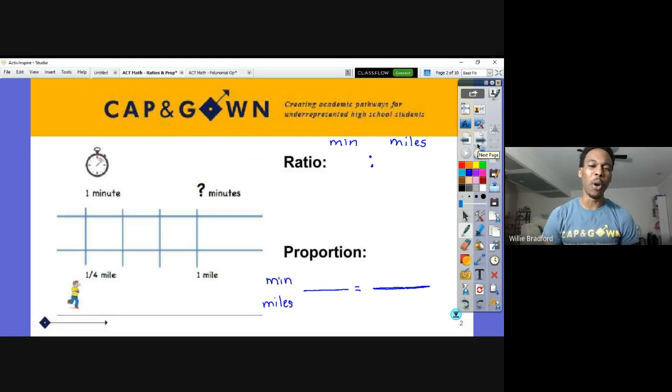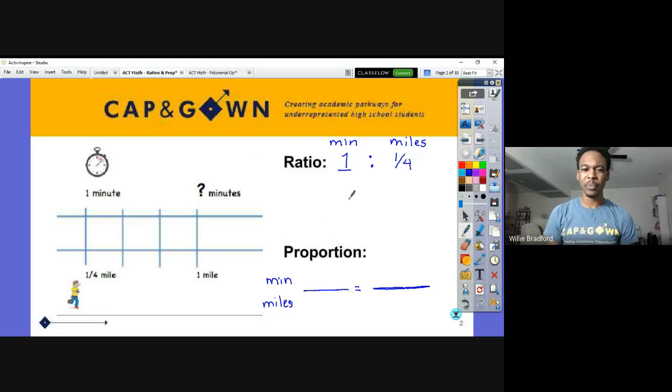All right, quick review on ratios and proportions. Here's a simple ratio. This little chart just means, hey, for every 1 minute, you travel a quarter mile. If I write that as a ratio, 1 minute, I travel a quarter mile. But then comes a question. Well, how many minutes will it take me to travel 1 mile?